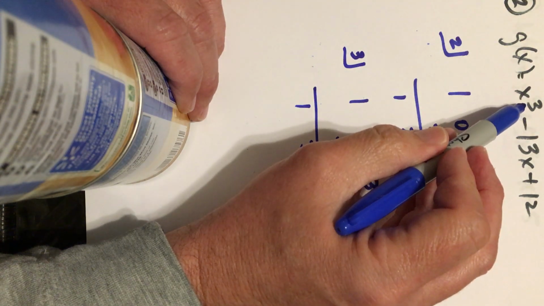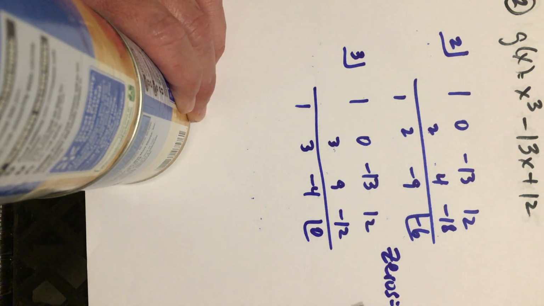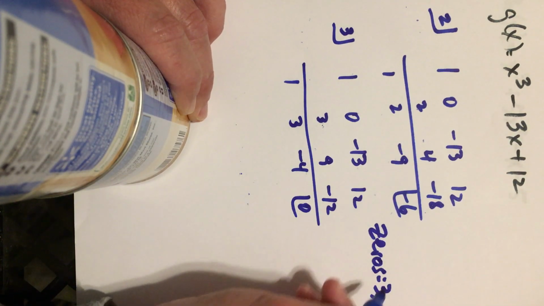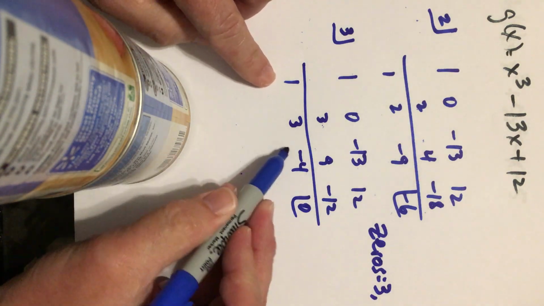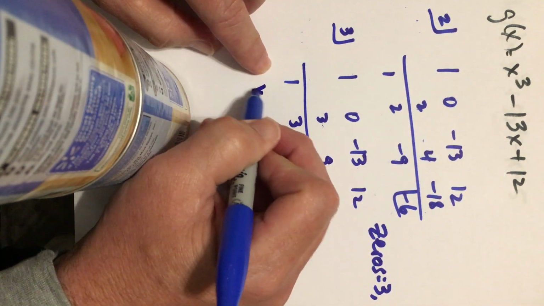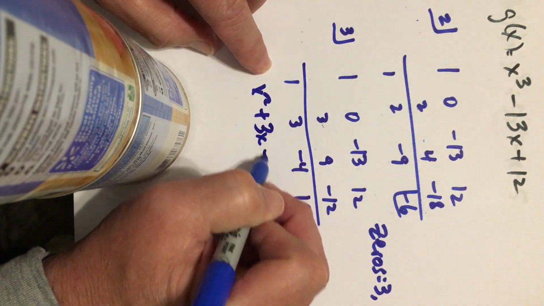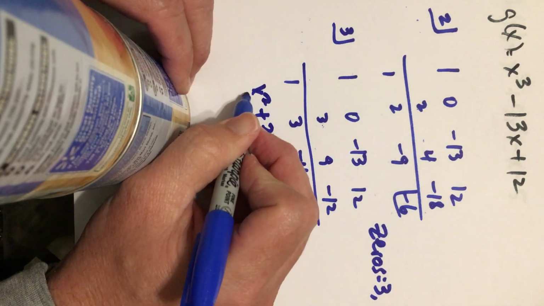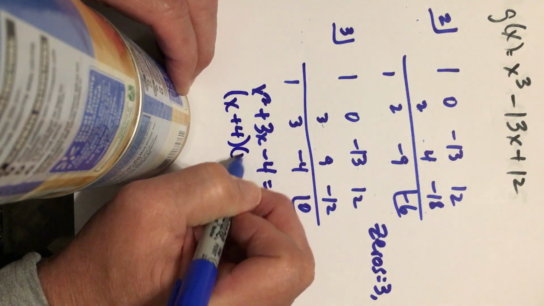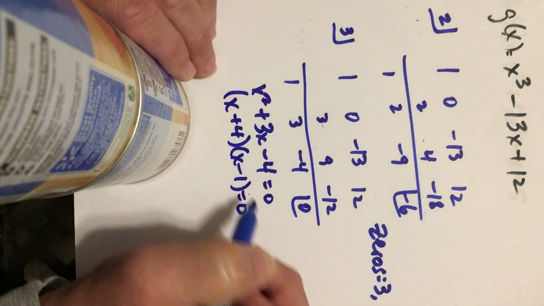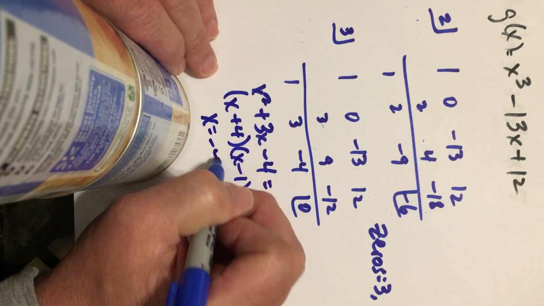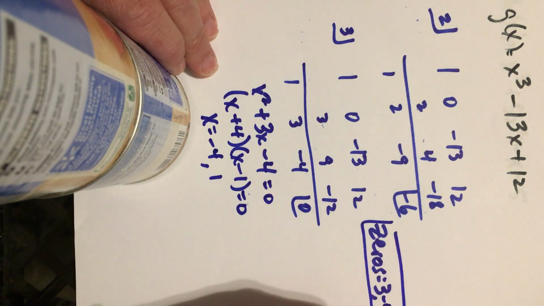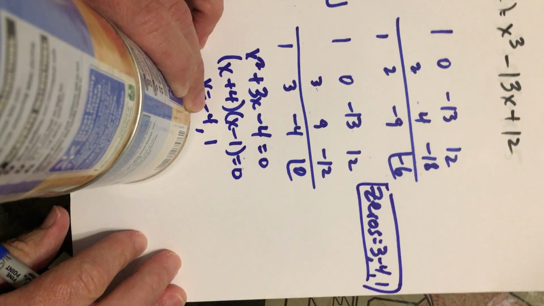I should be able to find 2 more because this says I'm going to have 3 zeros. So one of them is going to be a 3. How am I going to find the other 2? Take the answer down here. It was x to the third. Now it's x squared plus 3x minus 4. And I'm going to set that equal to 0 and solve. Just by factoring, x plus 4 and x minus 1. So my other zeros are going to be -4 and a +1. Those are my 3 zeros right there.